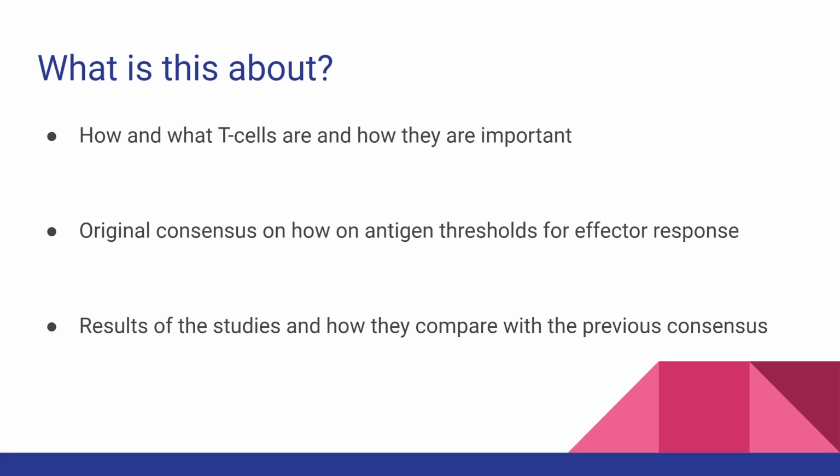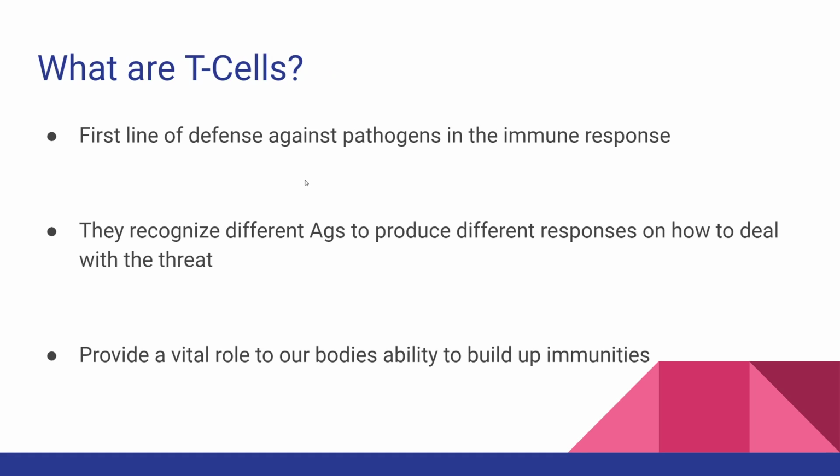So basically, what is this paper about? This paper first talks about what T cells are and why they're important to our body, the role that they play in our immune response, and how important they really are when it comes to dealing with any pathogen that could cause us harm. Secondly, it talks about the original consensus on how these antigen thresholds for effector responses were thought to work, and how these results either support or go against the original idea, and where we go from here. And lastly, it talks about the results of the study and how they compare with the previous consensus from an empirical standpoint.